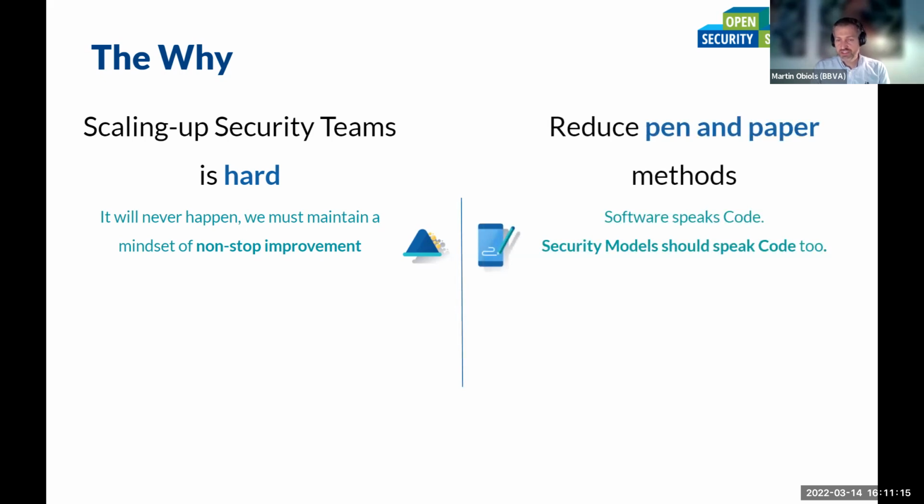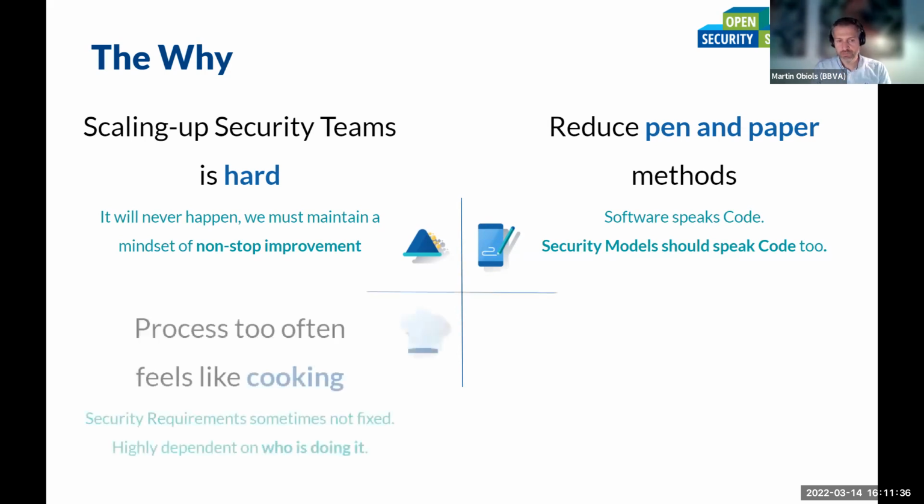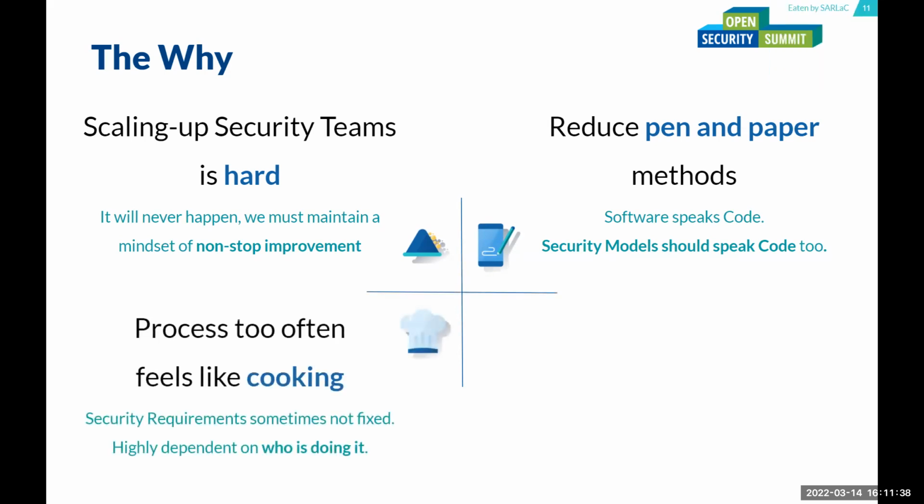Because of that, we started thinking that maybe we needed to reduce pen and paper methods. Traditional methods maybe were not as good for making the way things were working more efficient, okay? Because software speaks code, so why should our security models not speak code too, okay? So that was one of our starting points, okay? This is an important one.